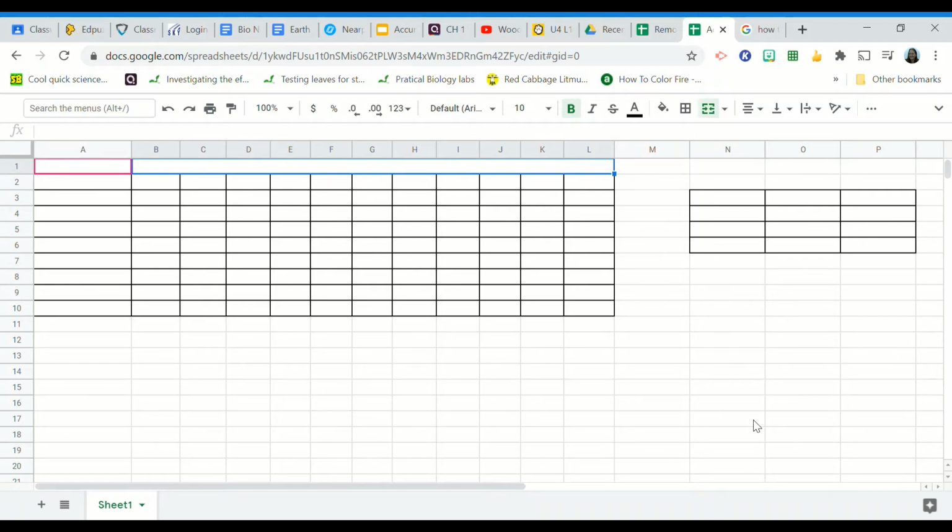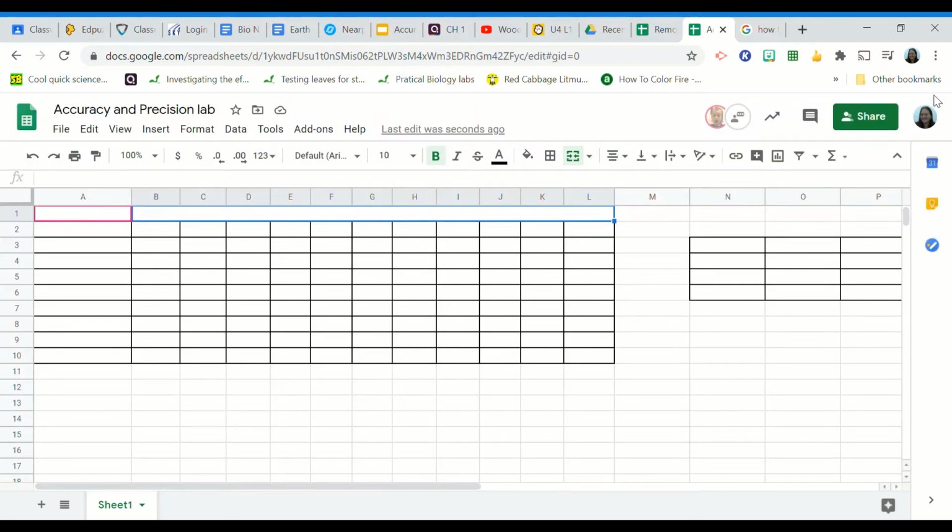Okay, so we're going to make a data table for our accuracy and precision lab. The first thing we're going to do is open up a blank Google Sheets, and then we're going to read through the procedure and figure out what kind of data we need to add to our data table.